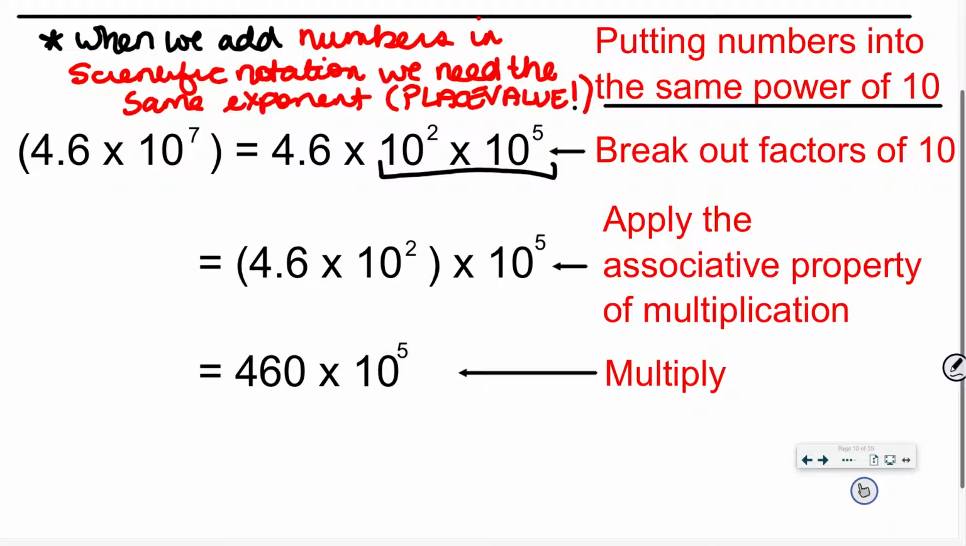The reason I'm breaking it out, I need this number to be represented as 10 to the 5th, so I need the 10 squared to go somewhere else. I can actually use the associative property. For those of you that think about commutative property, you could argue that it's commutative property too, because you're changing the order. Everybody should be writing this down. Now, this is not in proper scientific notation for the time being, but it will be when we're done adding it together. So what are we really doing here?